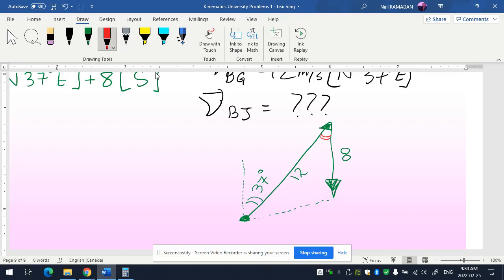Where's the Z though? You have to look like this, right? That's fine. Is that Z? Of course it is, because this is perfectly vertical, and this also is perfectly vertical. So how big is this angle? 37. Okay, so 37. Okay, cosine law it is.